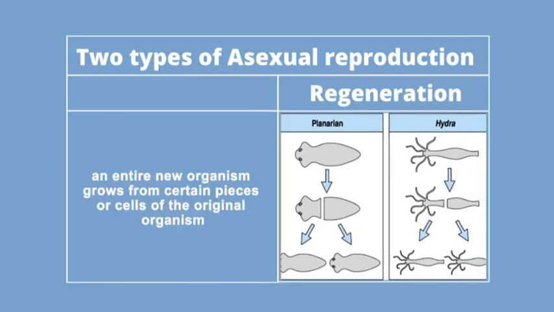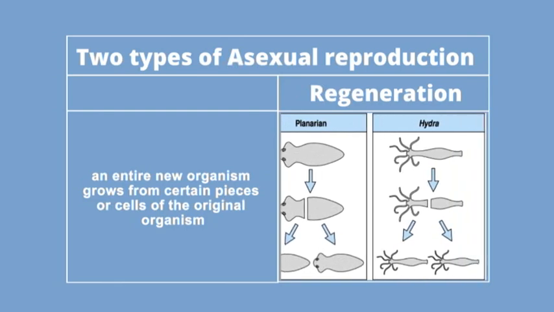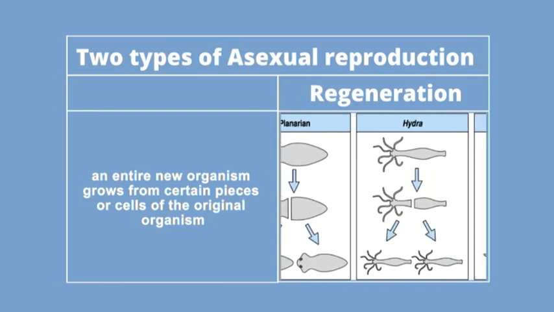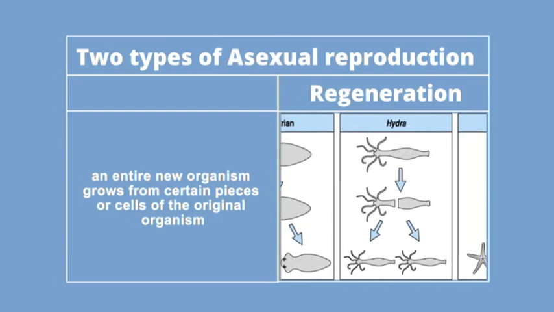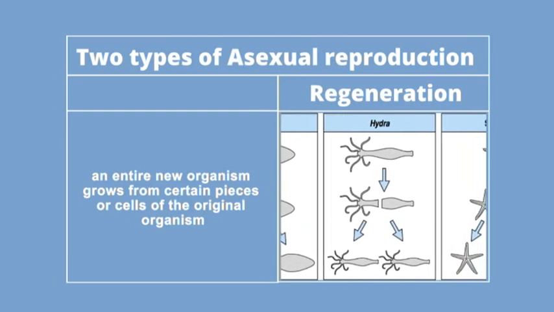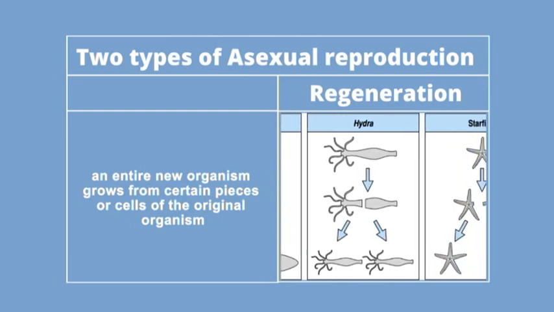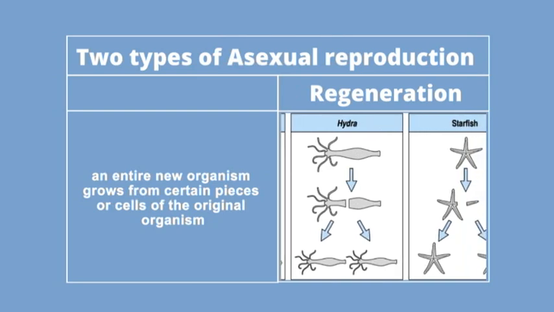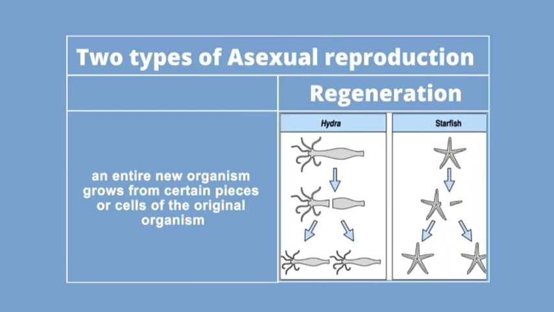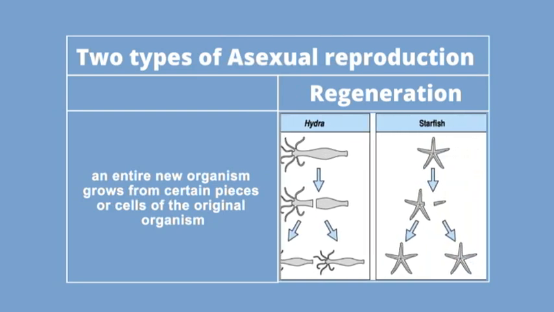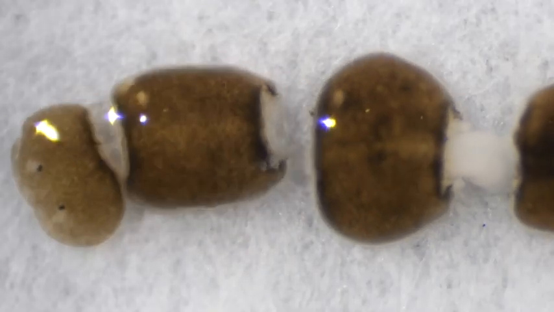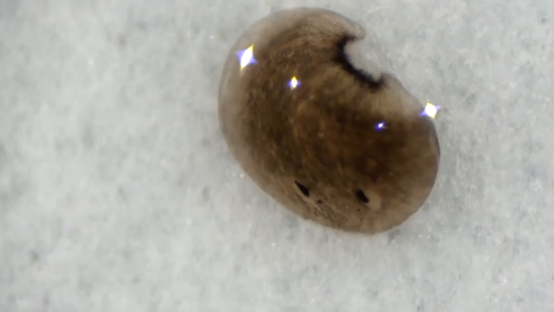In regeneration, an entire new organism grows from certain pieces or cells of the original organism. This type of reproduction occurs among almost all coelenterates and planarians, most annelids, and many insects. If you were to cut a planarian widthwise in half, each half would grow a new half.